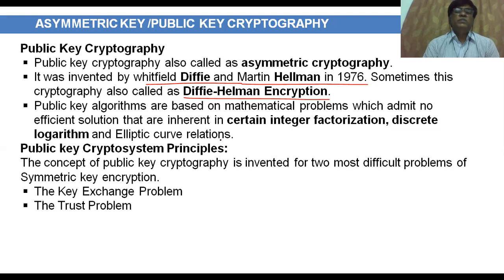The main principle of the public key crypto system is that the concept of public key cryptography was invented for the two most difficult problems faced in symmetric key encryption. In symmetric key cryptography, we face two problems. The first problem is the key exchange problem. The second one is the trust problem. These problems can be reduced or eliminated using the public key crypto system.